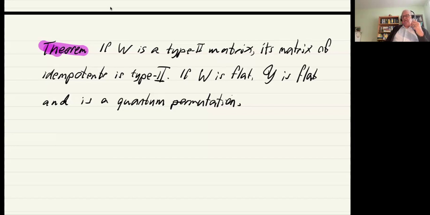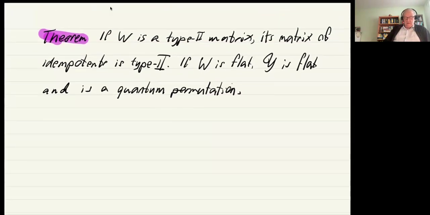Now, there's been a fair bit of work on type 2 matrices, but it's a comparatively new observation that you can get from flat unitaries to quantum permutations, although there are constructions in the literature which would overlap some of this. Now, did I go any further? No. What did I want to say?